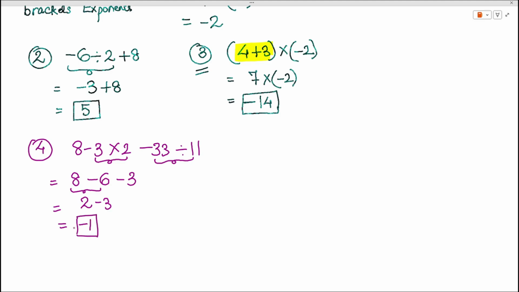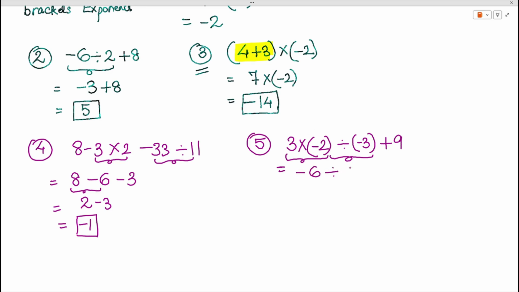be a -1. Now for this question, between multiplication and division, it is the same preference, but because multiplication comes first, so we'll do that operation first. So 3 times -2 is a -6, and that being divided by -3 and 9 being added. Now, -6 divided by -3 will give us a +2 and +9. So 9 plus 2 is now equal to 11.